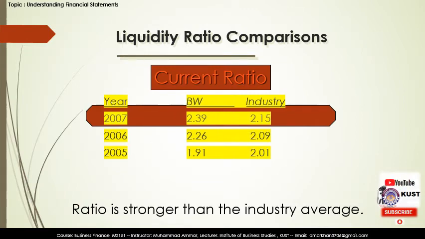Liquidity ratio comparison, so they compare Basket Wonder with the industry ratio. Now we are talking about only the 2007 year. So in 2007 we get the current ratio which is 2.39, and we can see the industry average ratio which is 2.15. So this ratio is stronger than the industry average.